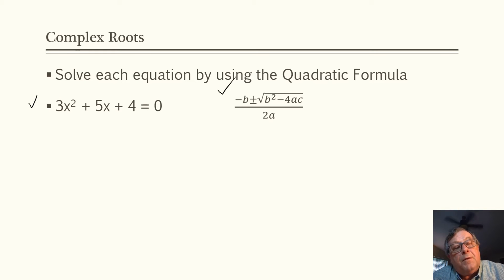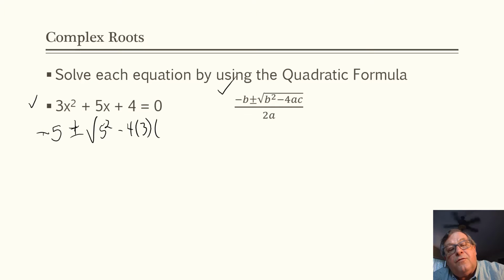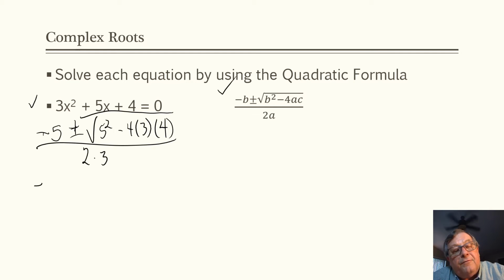So let's see, negative b, well that would be negative 5 plus or minus the square root of b squared, which is 5 squared, minus 4 times a, which is 3, times c, which is 4, square root of that, over 2a, 2 times 3. Well, we still got our negative 5 sitting out here, plus or minus. 5 squared is 25. And then negative 4 times 3 is negative 12. And negative 12 times 4 is negative 48.